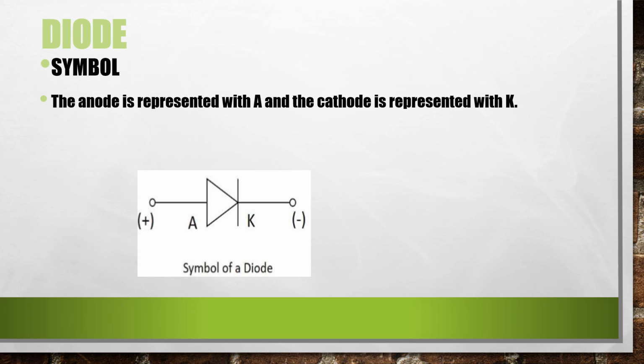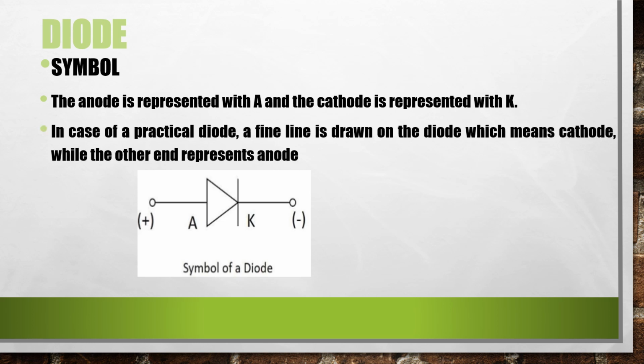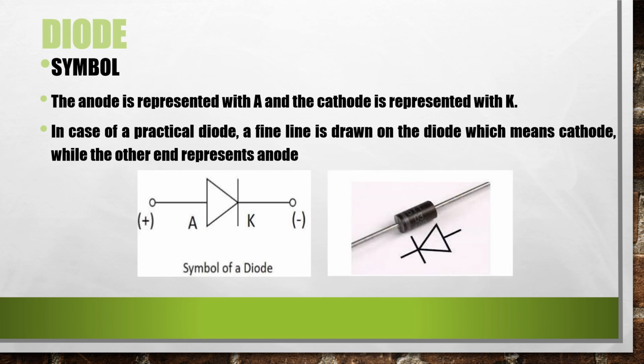Now what about practical diodes? In case of a practical diode, a fine line is drawn on the diode, which means cathode, while the other end represents anode. Now look at this figure. This is how a practical diode looks. As you can see here, a fine line is drawn which is representing cathode, while the other end is anode. So this is how you are going to identify terminals of a practical diode.